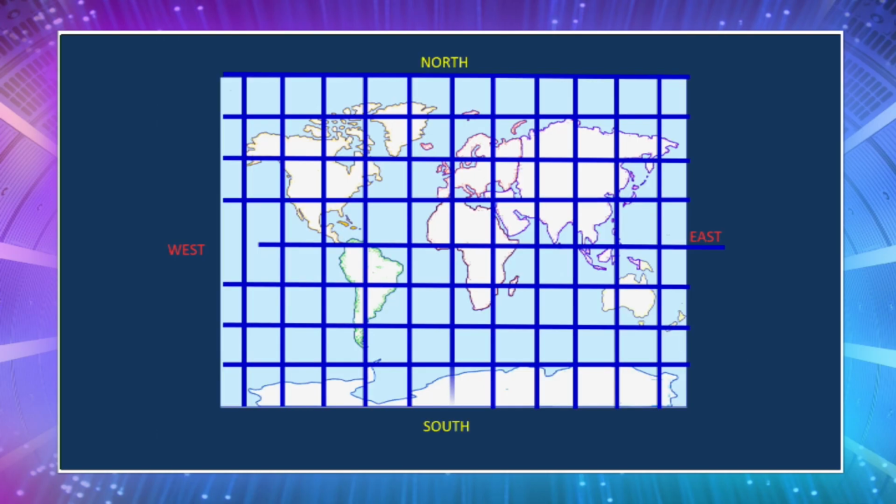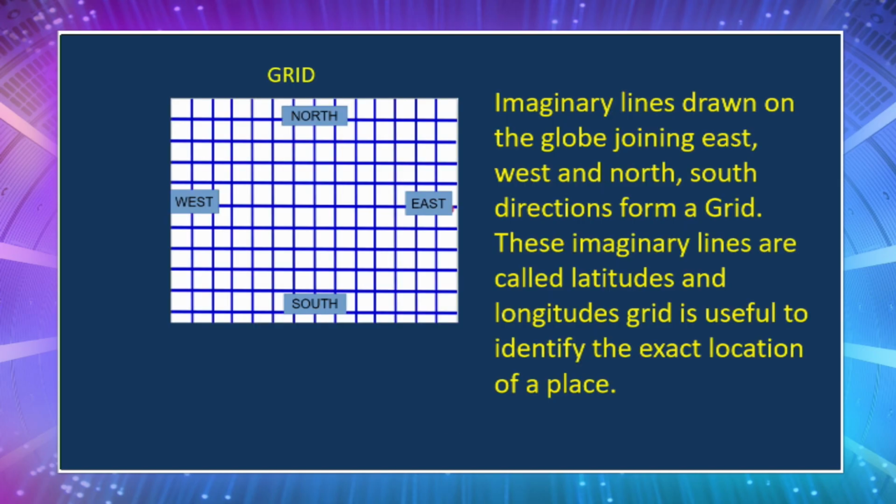Children, in this image, you observe that there are few lines drawn vertically and horizontally. Vertical lines are in between north and south directions and horizontal lines are between east and west directions. So, what do you understand by these lines? Have you ever seen these lines on the map? Yes, the network of these lines, that is the horizontal and vertical lines on the map, is known as grid. Imaginary lines drawn on the globe joining east-west and north-south directions form a grid. These imaginary lines are called latitudes and longitudes. Grid is useful to identify the exact location of a place.